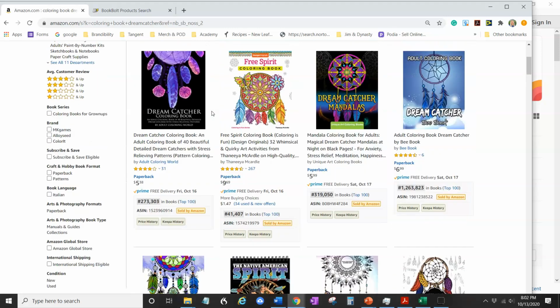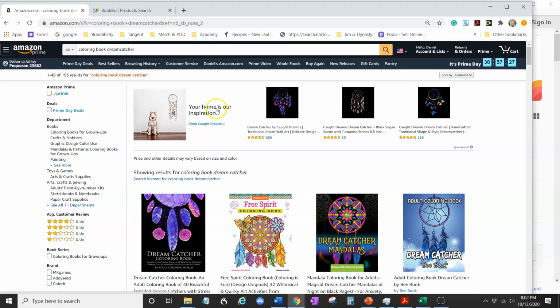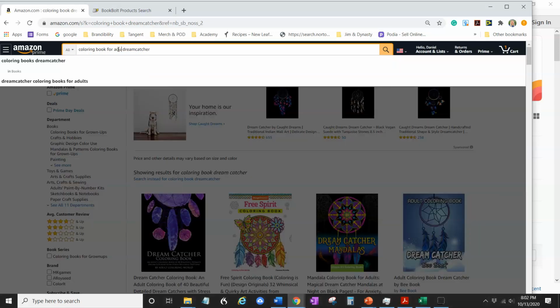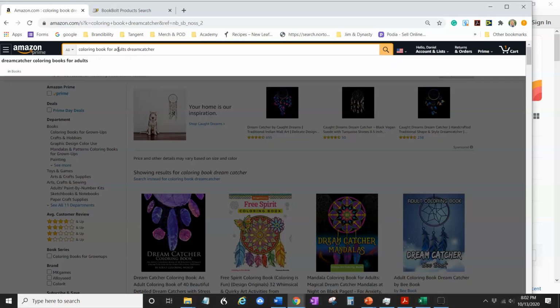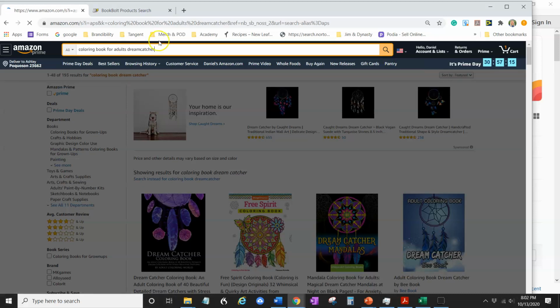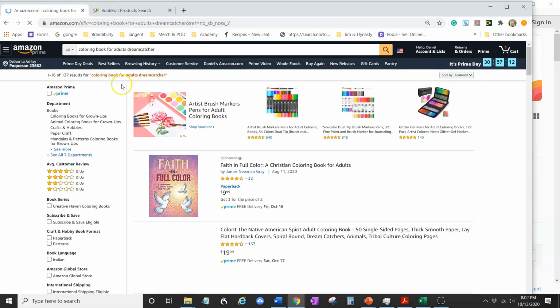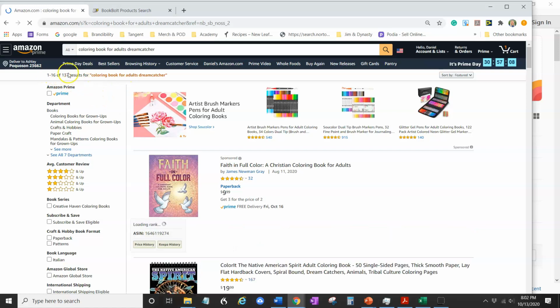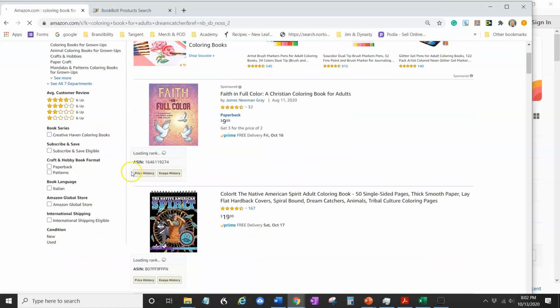But you can also use the words from that. So we're talking keywords. So, coloring book, dream catcher. The other thing I looked at was coloring book for adults, dream catcher. Dream catcher coloring books for adults, same thing. You could try that too, but Amazon doesn't really care. So this one says 137, 1, 2. So ignore when they have the sponsored, because you can see this one obviously isn't a dream catcher.